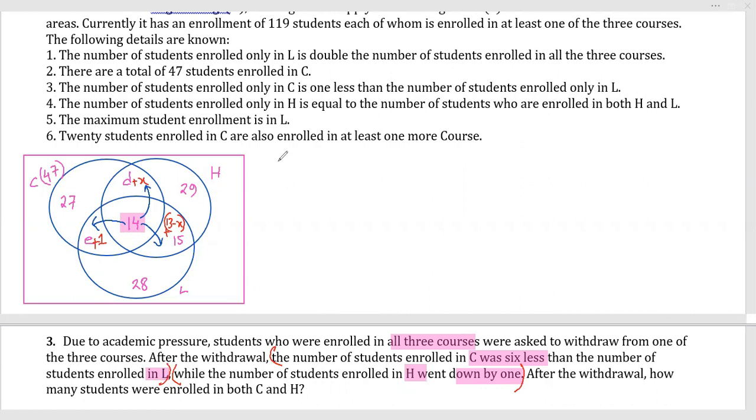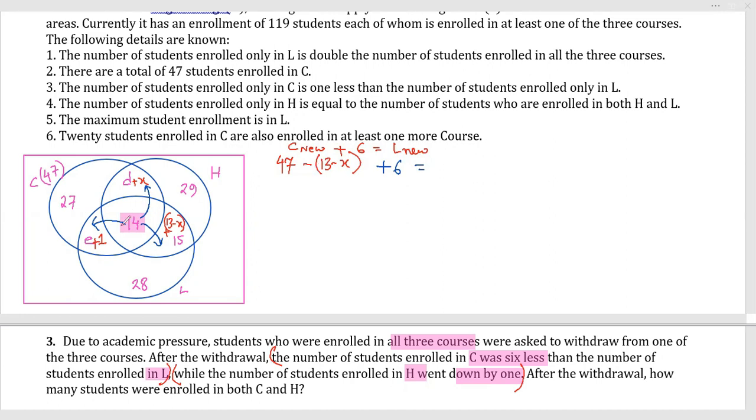C initially was 47. How much is going from the C segment? That value is coming down by 13 minus X. So from 47, if I subtract 13 minus X, that is the new value of C. C new plus 6 will be equal to L new, that I need to find. And here C new is this, so with that I need to add 6 plus 6, and that would be L new.